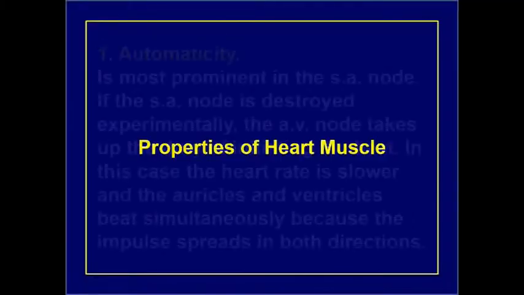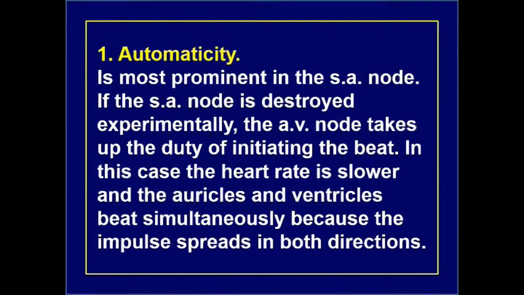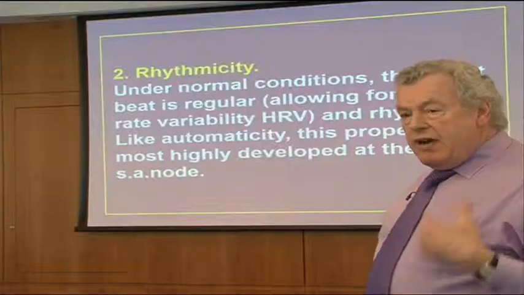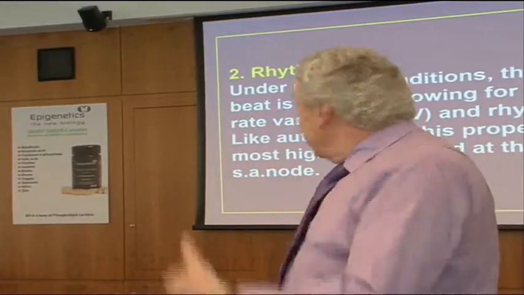So, properties of heart muscle. Automaticity is most prominent in the SA node. If the SA node is destroyed experimentally, the AV node takes up the duty. In this case, the heart rate is slower and the auricles and ventricles beat simultaneously. So in other words, we have an automatic process where it's nice and rhythmical.